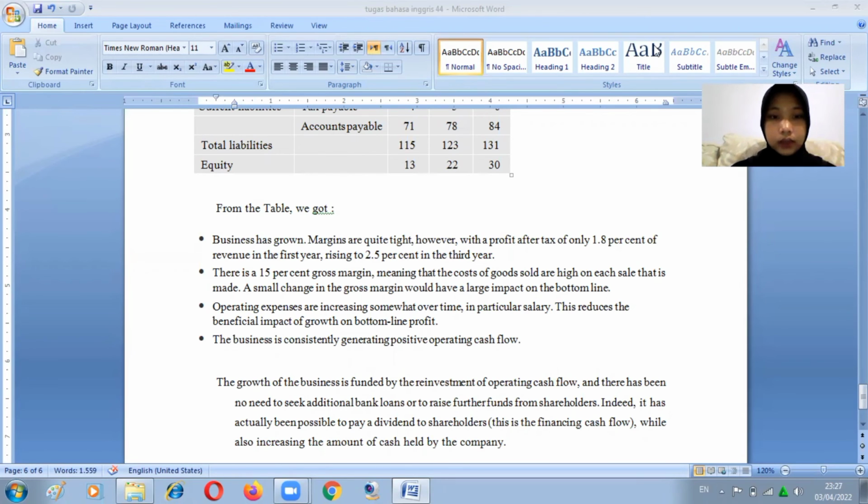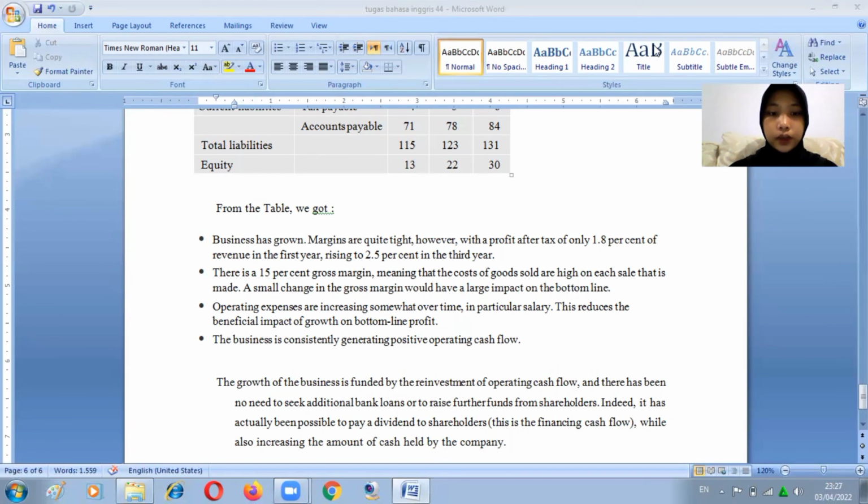Operating expenses are increasing somewhat over time, in particular salaries. This reduces the beneficial impact of growth on bottom line profit. The business is consistently generating positive operating cash flow.